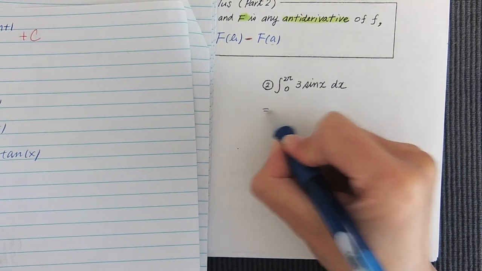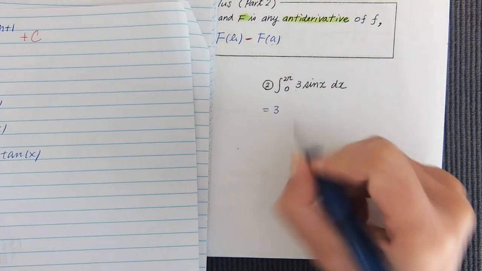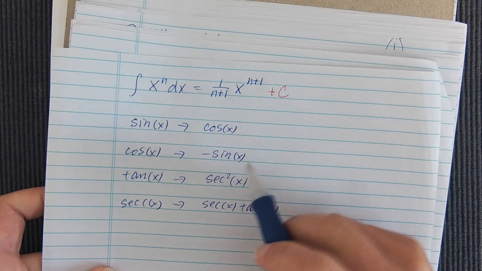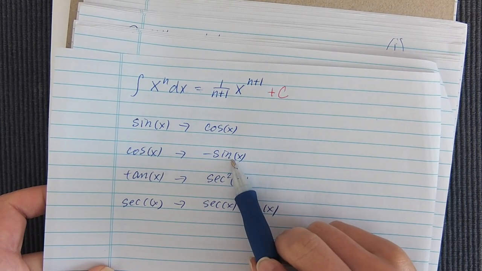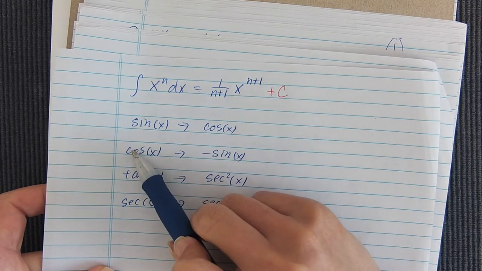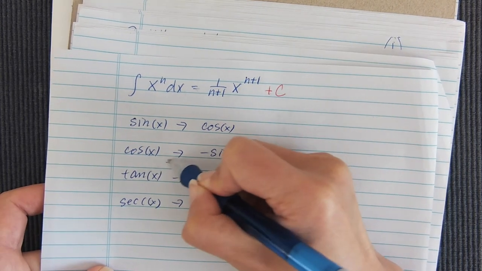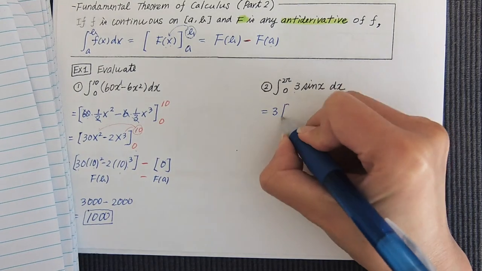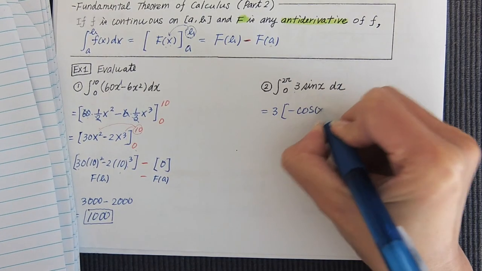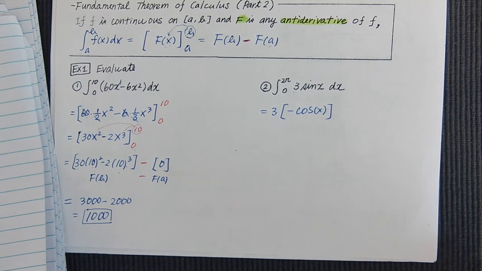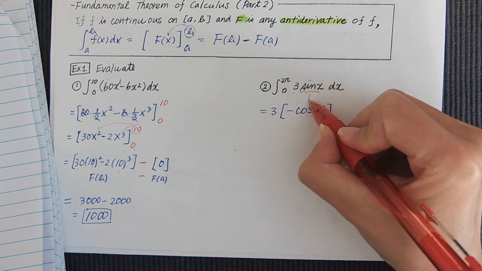Okay, then look at the question. 3 is a constant, I don't care. I need the antiderivative of sine. What are you getting? Negative cosine, because the negative sign carries with it. Okay, sine antiderivative is negative cosine.